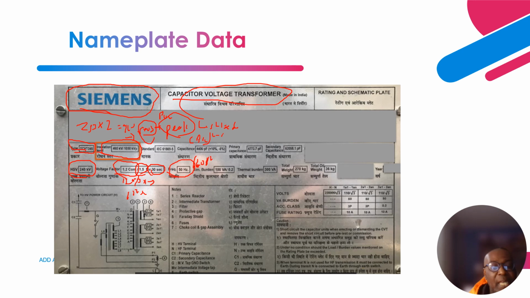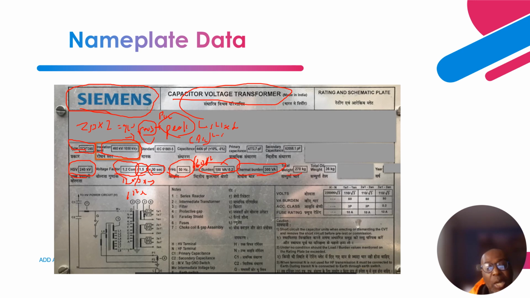Next is thermal burden. Like I indicated, the reason why we have a thermal burden is when we choose to operate the CVT in these emergency conditions, it results in heating. So we should be able to design our connected load, that is the voltmeter and the protective relays, so that it has the capability to withstand this thermal burden. Next is the weight.